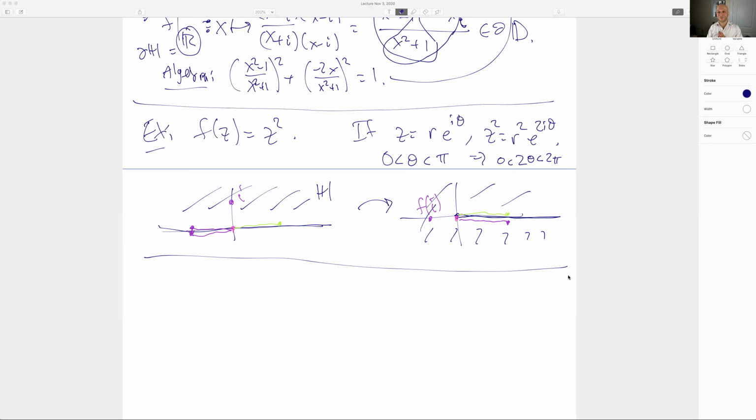Any questions? Earlier I thought that the fractional linear transform was a Mobius transform. I had the impression that Mobius transforms were fractional linear transforms. So what's wrong with that? What are Mobius transforms actually?